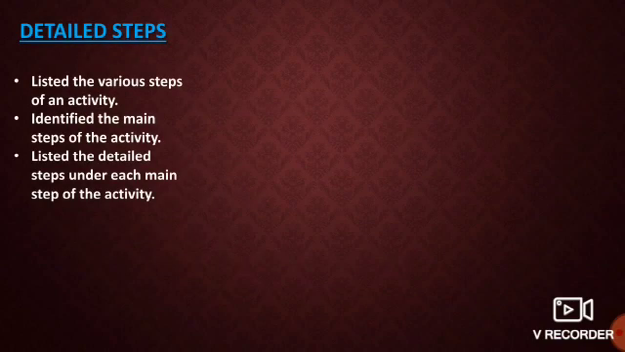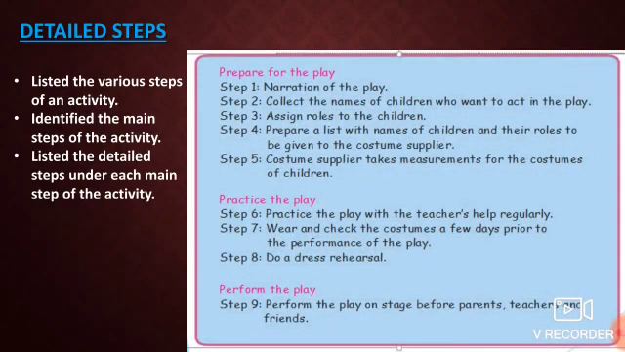Before going to the detailed steps, first you have to list the various steps in an activity. Then you have to identify the main steps in that activity. Next you have to list the detailed steps under each main step of the activity. If you arrange it, you can get the detailed steps like that. Prepare for the play: the first 5 steps come under it. Next, practice the play: the next 3 steps. And finally, perform the play: the last step will come.